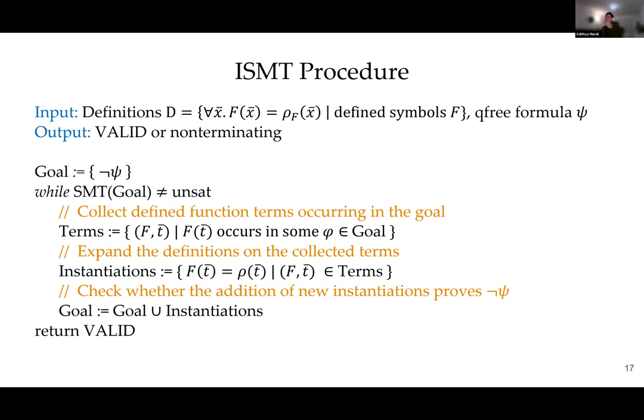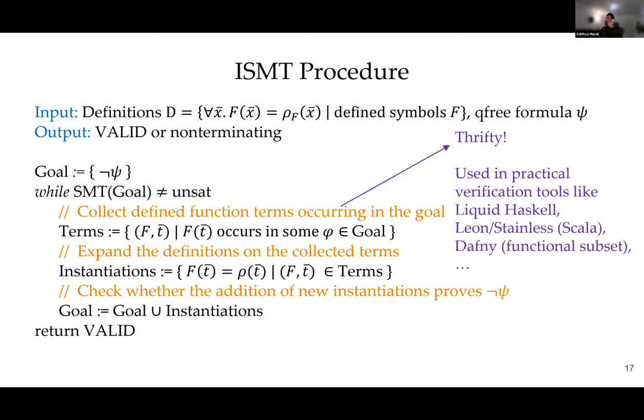But here, the terms that you collect are not arbitrary ground terms that occur in the goal. You look at terms that occur under specific applications. So if you have a defined function f, you only look for terms of the form f of t bar, and you collect those in pairs. And then you expand, or instantiate, the definitions on only those terms. So if you had f of t bar and g of r bar, you would only expand the definition of f on t bar, and you'd only expand the definition of g on r bar. And then again, you add these instantiations to your set of quantifier-free formulas, and you keep continuing until an SMT solver can show that it is unsatisfiable.